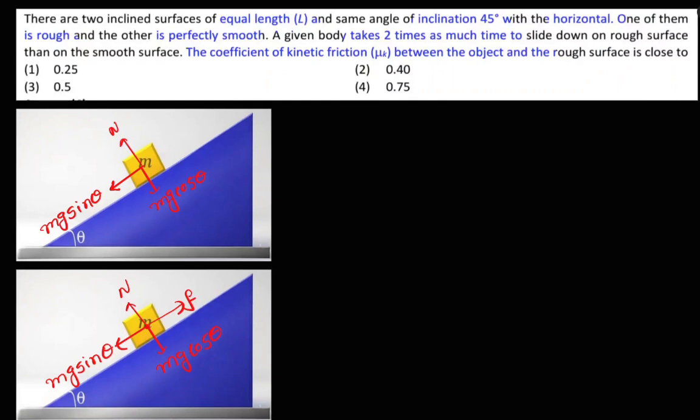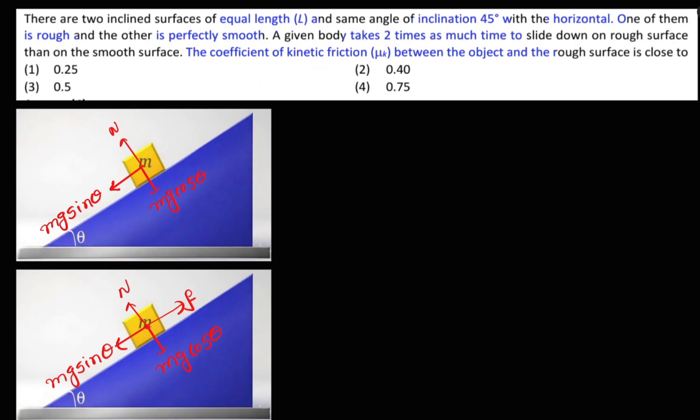There are two inclined surfaces of equal length L and the same angle of inclination, 45 degrees with the horizontal. One of them is rough and the other is perfectly smooth. A given body takes two times as much time to slide down the rough surface as on the smooth surface. The coefficient of kinetic friction between the object and the rough surface is close to.